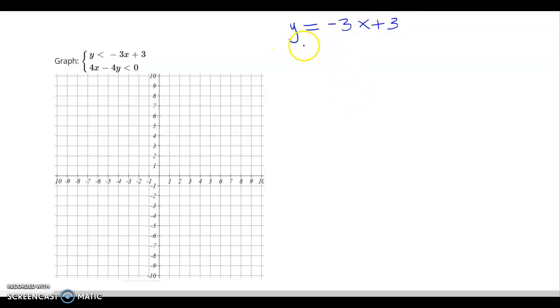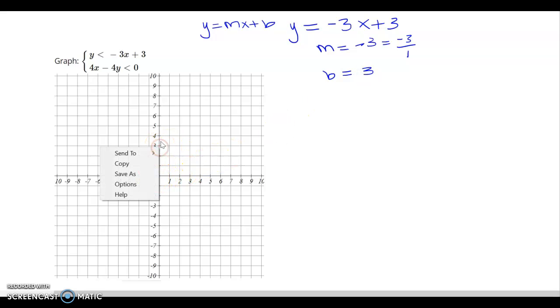So notice this is in y equals mx plus b form, and so I'm going to graph it in that way. So our slope is going to be negative 3 or negative 3 over 1, and our y-intercept is 3. So to graph that, we go first to the y-intercept on the y-axis, so 3, and then we'll use our slope down 3, 1, 2, 3, and then right 1. Notice I'm only going negative in one direction.